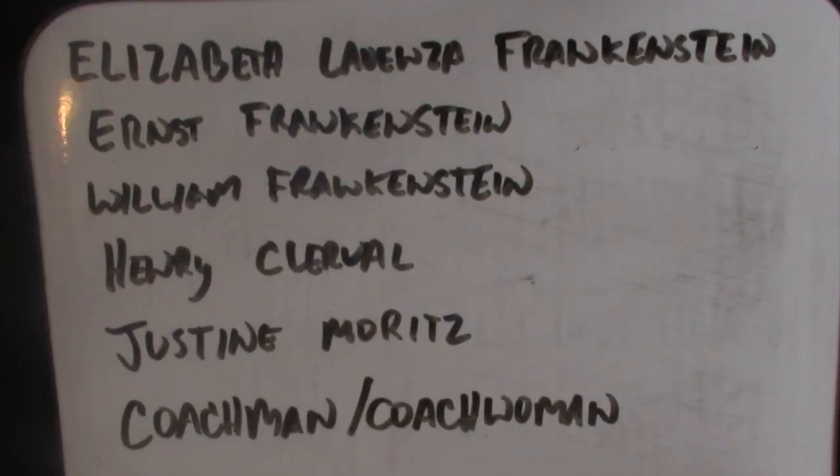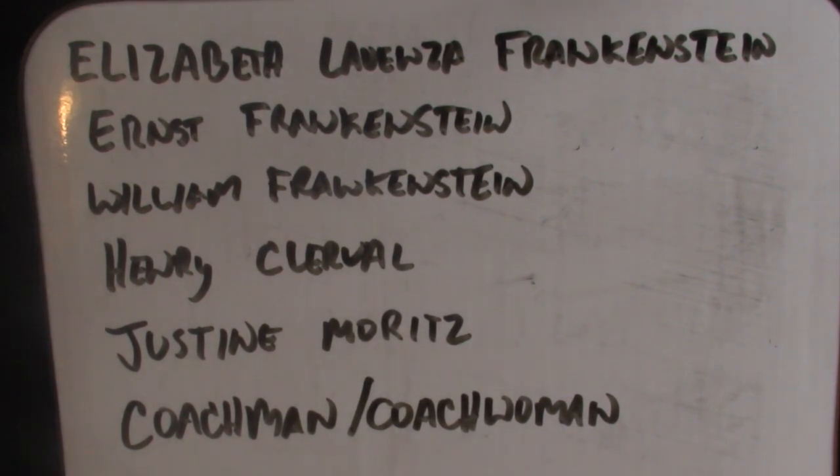So let's go to the table and I'll show you my thought process using a whiteboard. So here are the characters from the top. Elizabeth Lavenza Frankenstein is Victor Frankenstein's adopted sister and fiance. Ernst Frankenstein is Victor's younger brother. He is away at military school.